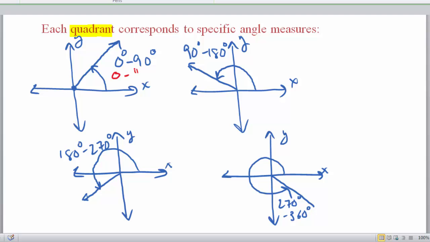All right, and of course, if you're dealing in radians, 0 to 90 degrees would correspond to 0 to pi over 2 radians. 90 to 180 would correspond to pi over 2 to pi radians. The third quadrant would correspond to pi to 3 pi over 2 radians, and then the fourth quadrant would be from 3 pi over 2 to 2 pi radians. Because again, 2 pi radians is once around the circle, which is 360 degrees.